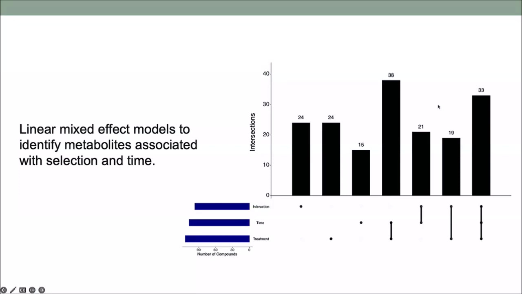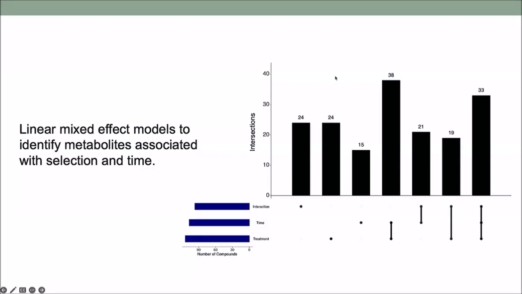And then the vertical bars are showing you, so the first three would be the number of unique metabolites to each category. And then the other bars would be the shared overlapping metabolites based on the categories that are highlighted by the dots below, right?